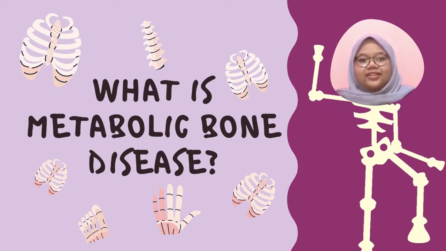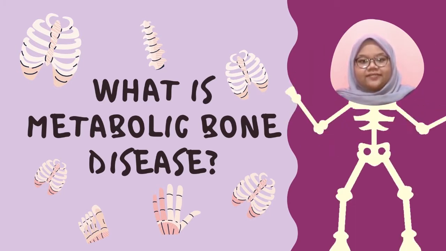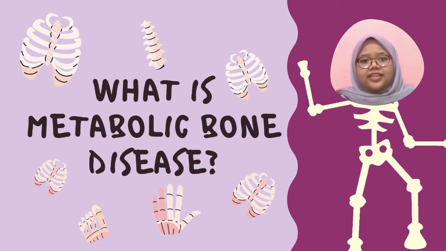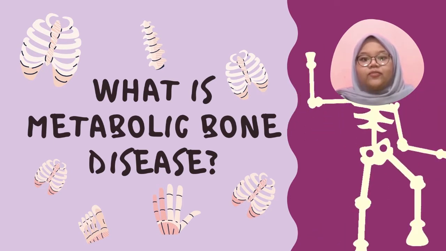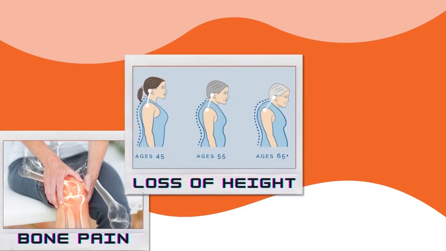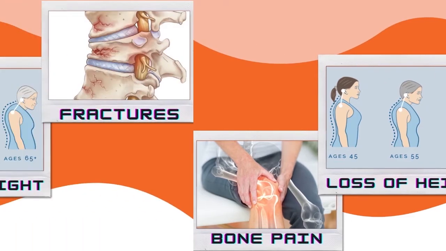But first, let's learn about metabolic bone disease. Metabolic bone diseases are diseases that cause various abnormalities and deformities of bone. The examples of metabolic bone diseases are osteoporosis, rickets, osteogenesis imperfecta, and Paget disease of bone. In clinical terms, metabolic bone diseases may result in bone pain and loss of height due to compression of vertebra, and they predispose patients to fractures.